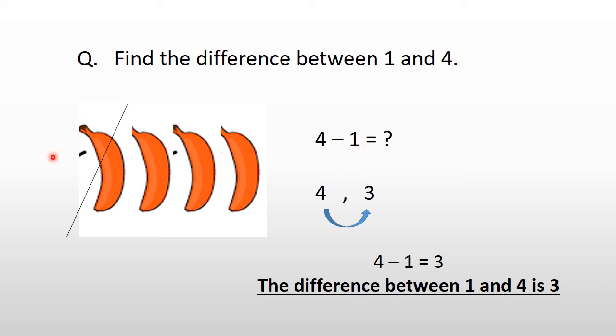Now if I use this picture, I have 4 bananas, right? And what did I do? I just cancelled one banana, right? So how many bananas are left? 1, 2 and 3. That means the difference between 1 and 4 is 3. Okay, you can also use your fingers: open 4 fingers and close 1 finger. So how many fingers are left? 3, right? So my answer is 3.